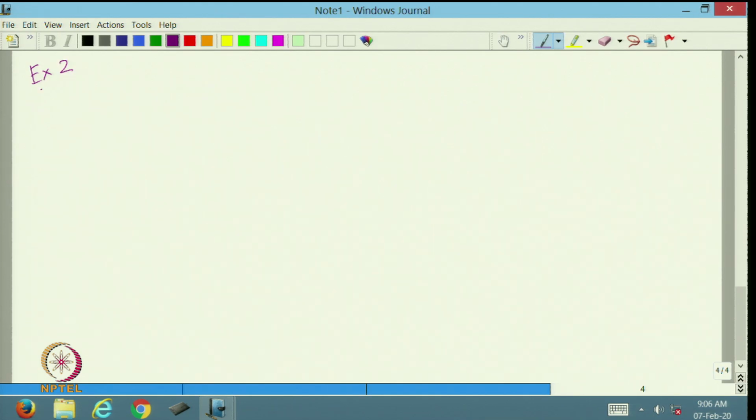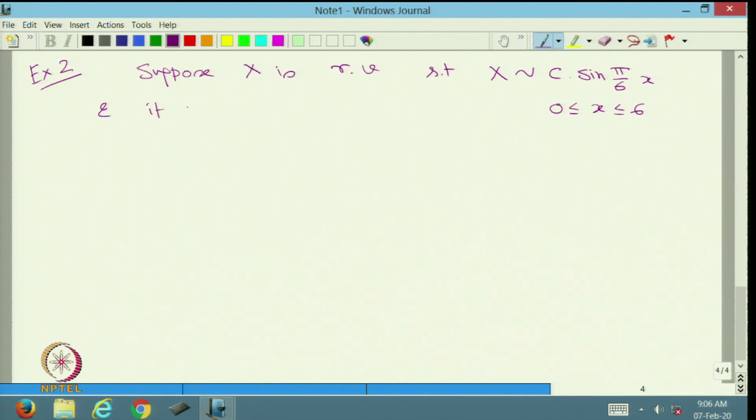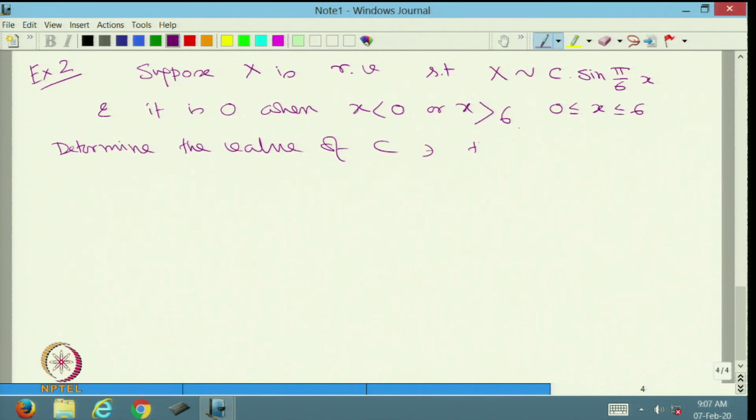Example 2. Suppose x is a random variable such that x follows the following density function: c sin pi by 6 x for 0 less than or equal to x less than or equal to 6. Outside that range, it is 0, when x is less than 0 or x is greater than 6. Determine c such that the above is a valid PDF.